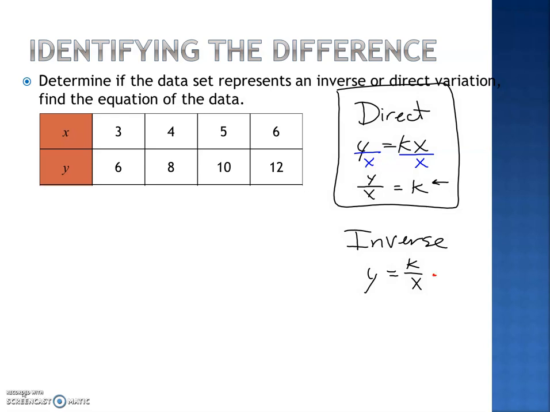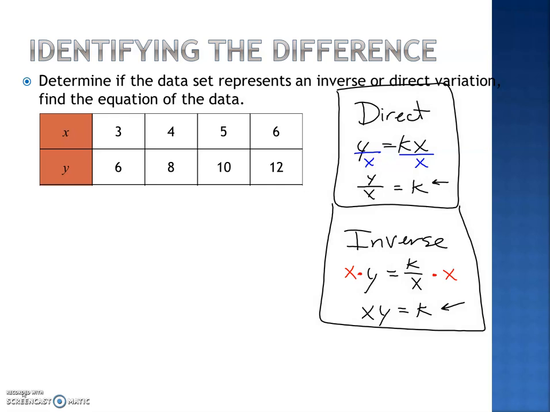Okay? Next, I'm going to do the same thing for my inverse. I want to know what k is. So if I get k by itself, I'm going to have to multiply x on both sides. And that tells me that xy is going to equal my k. So again, that's the key. If I can find a constant of variation by multiplying my x and y variables together, then that means that is an inverse variation problem.